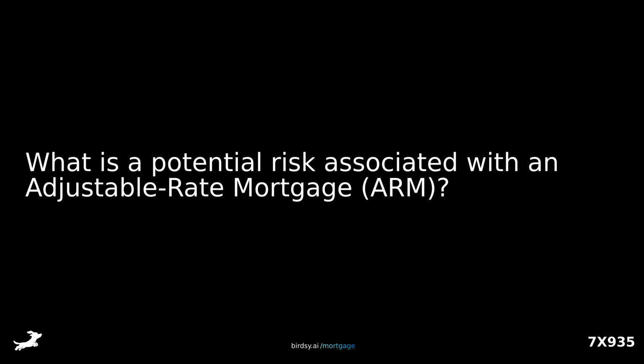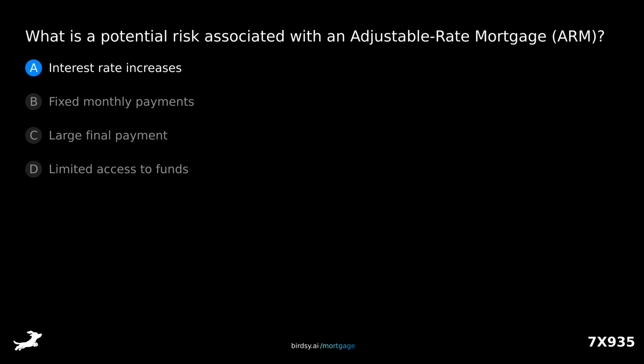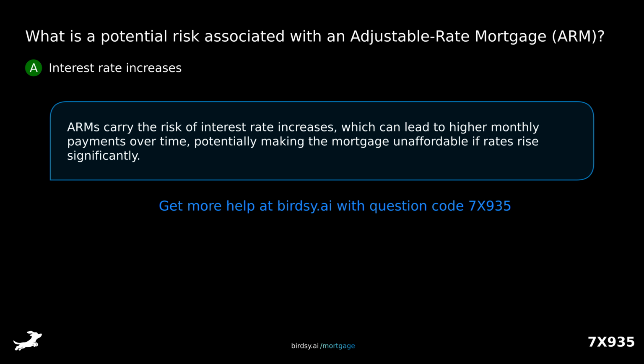What is a potential risk associated with an adjustable-rate mortgage? Is it A, interest rate increases? B, fixed monthly payments? C, large final payment? Or D, limited access to funds? The answer is A, interest rate increases. ARMs carry the risk of interest rate increases, which can lead to higher monthly payments over time, potentially making the mortgage unaffordable if rates rise significantly.